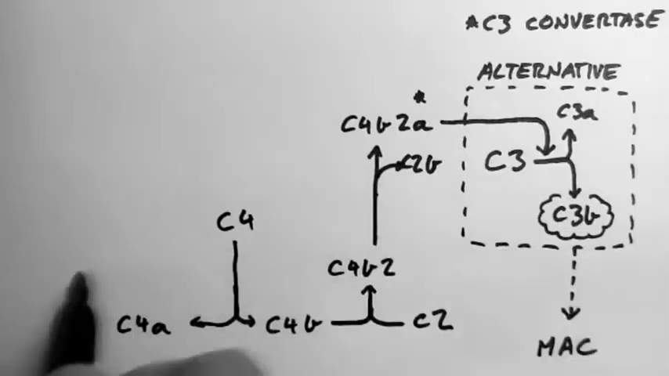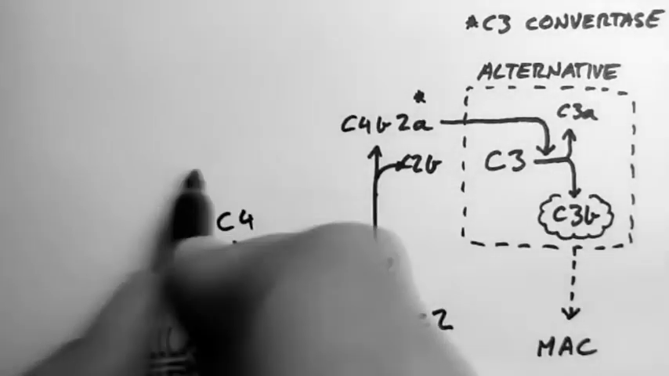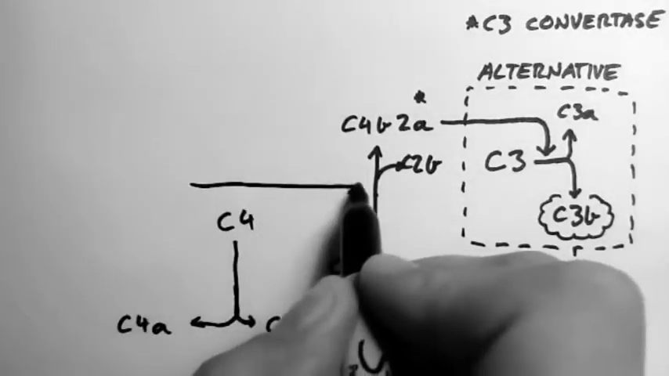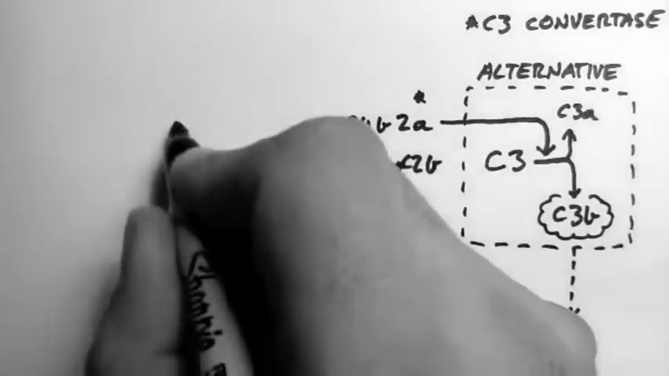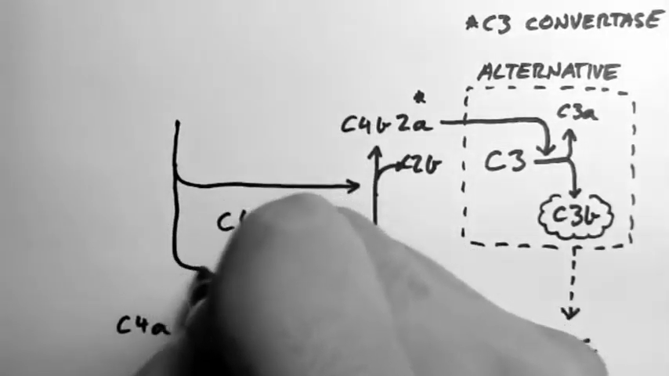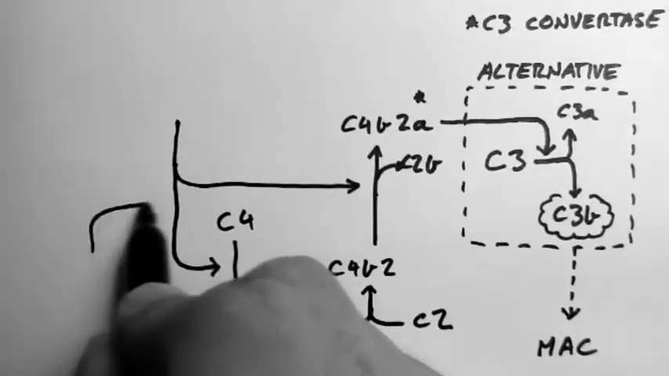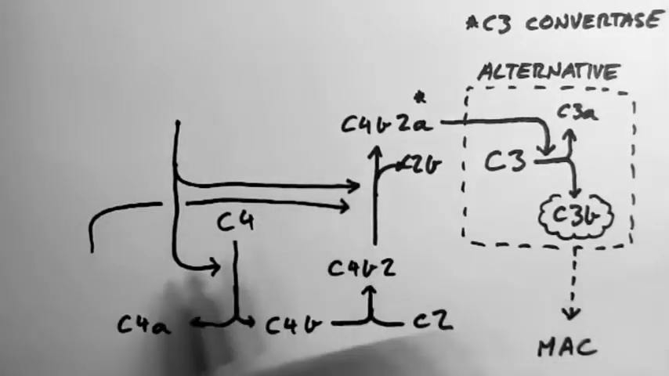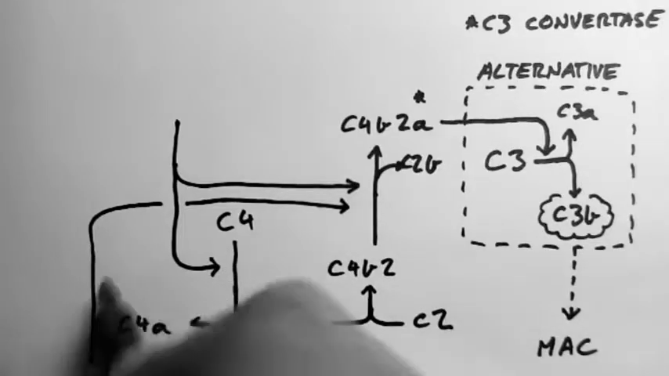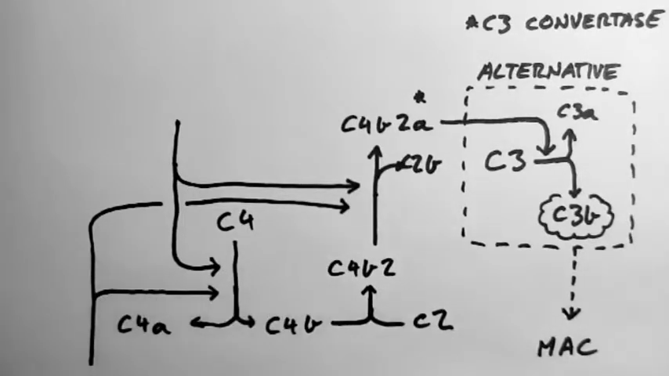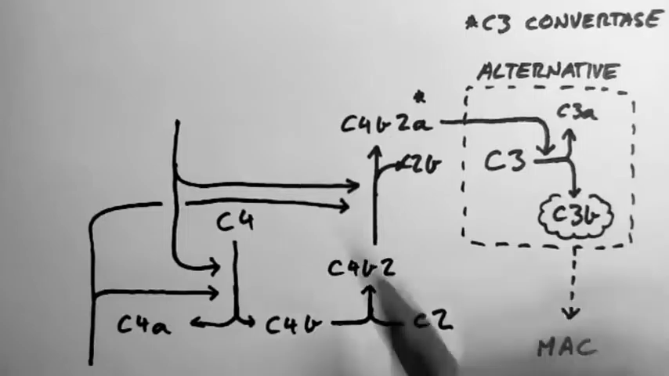So both the mannose-binding lectin pathway and the classical pathway catalyze these two reactions here, which is the conversion of C4 into its components and the conversion of C4b2 into C4b2a. So let's talk about the mannose-binding lectin pathway.